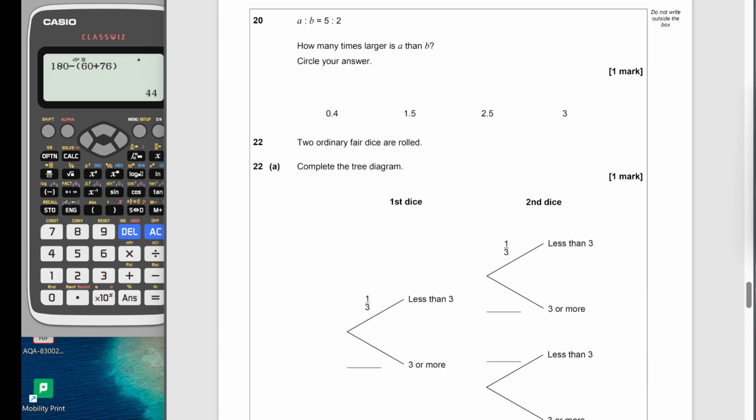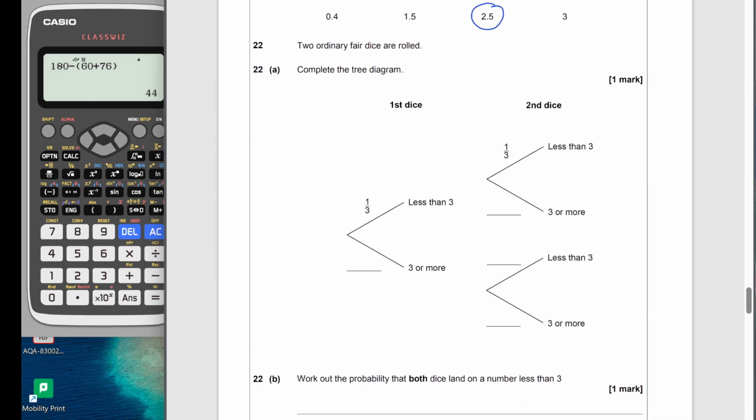Okay, question 20. How many times larger is A than B? And we've got our ratio up here. So I tend to view it like this. A over 5 is going to be equal to B over 2. So A is going to be equal to 5 over 2 lots of B. So A is going to be equal to 2.5 times B. So it is 2.5 times bigger.